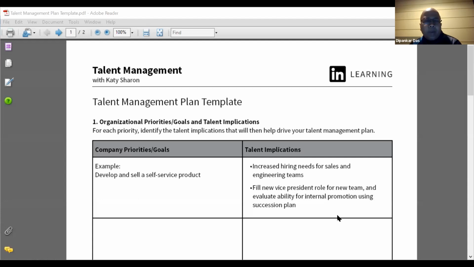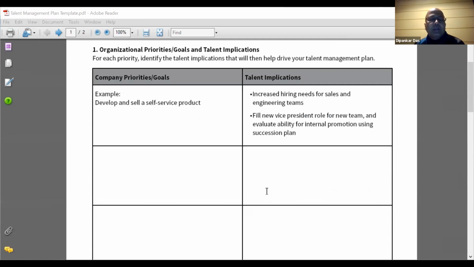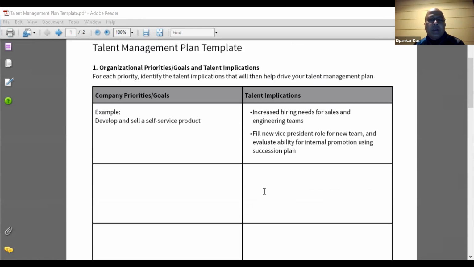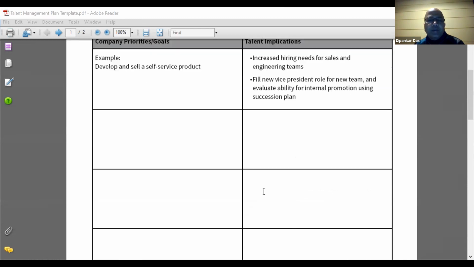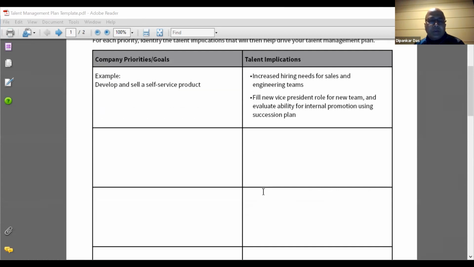So you can see it's a talent management plan template, and what are the organizational goals and talent implications. So you can think of two or three business imperatives, these are the business goals, and then just put in the talent implications for each of those goals. Okay, so just off the cuff, think of two or three business goals, and what would be the talent implication.